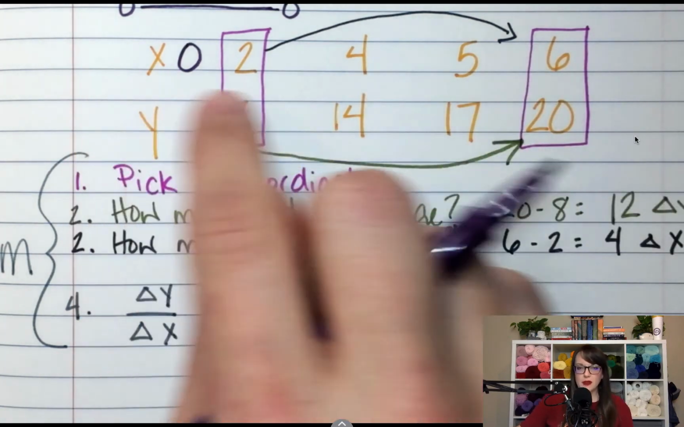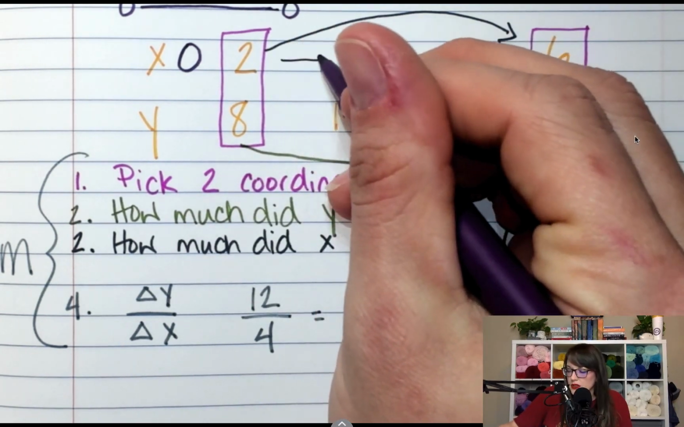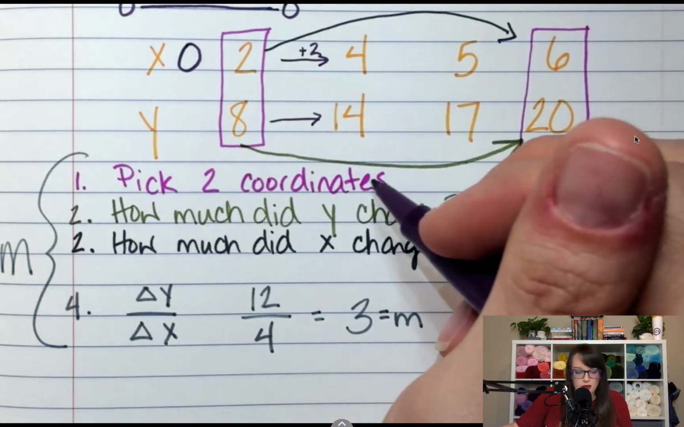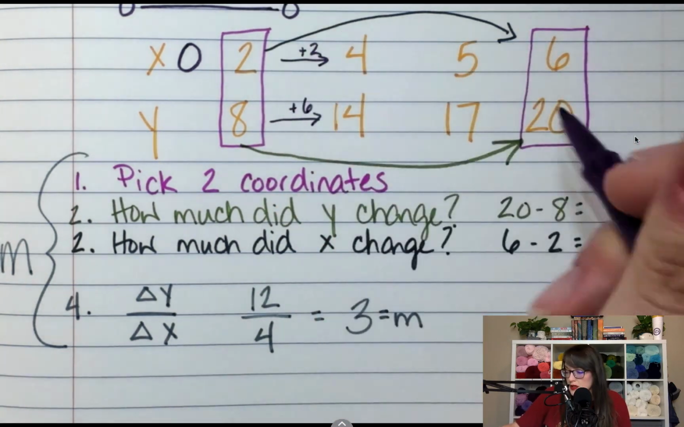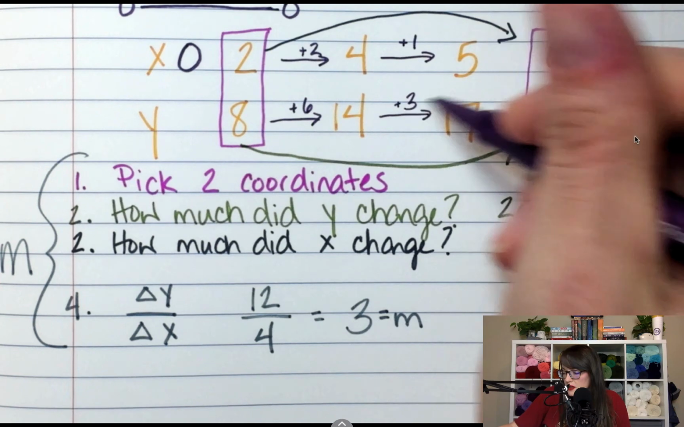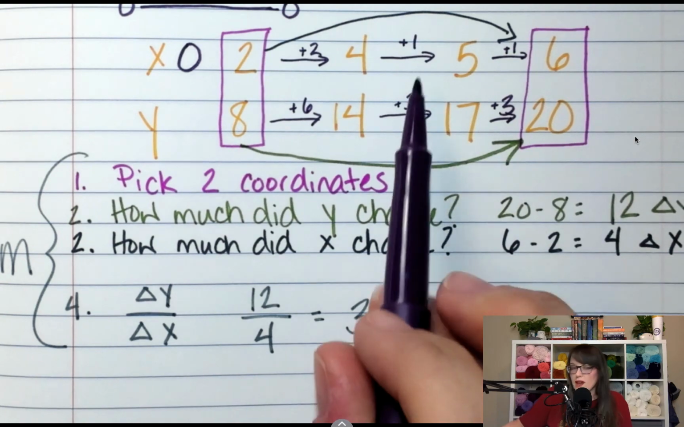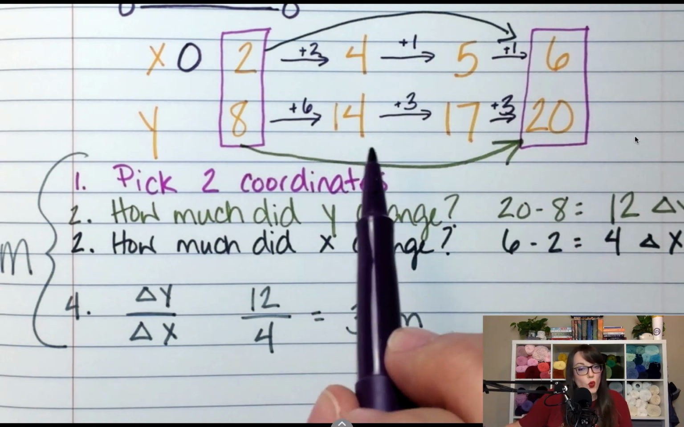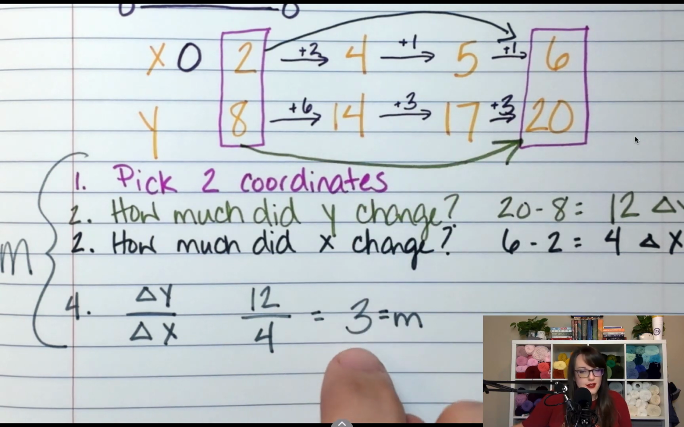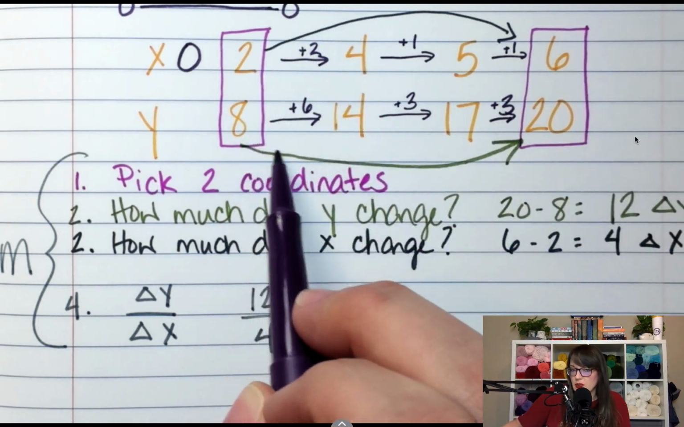So if I analyze this table, I can see that this went up 2 here. So that was plus 2. And this went up 6. Well, this one went up 1. So this went up 3. This went up 1. And this went up 3. So every time the x changes one thing, the y changes 3 things. And that's where my slope came in. So if this goes up 2, this went up 6.